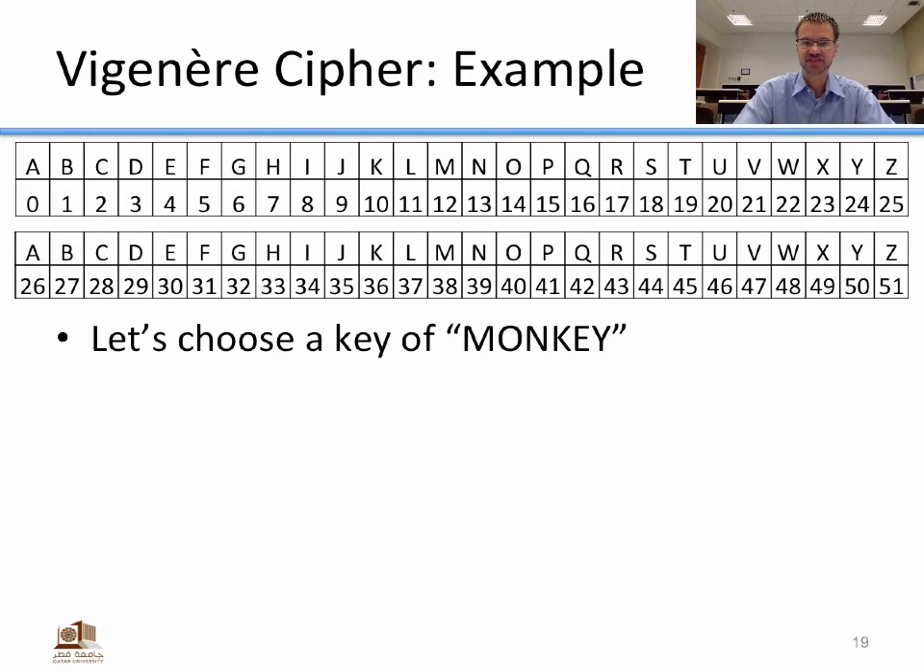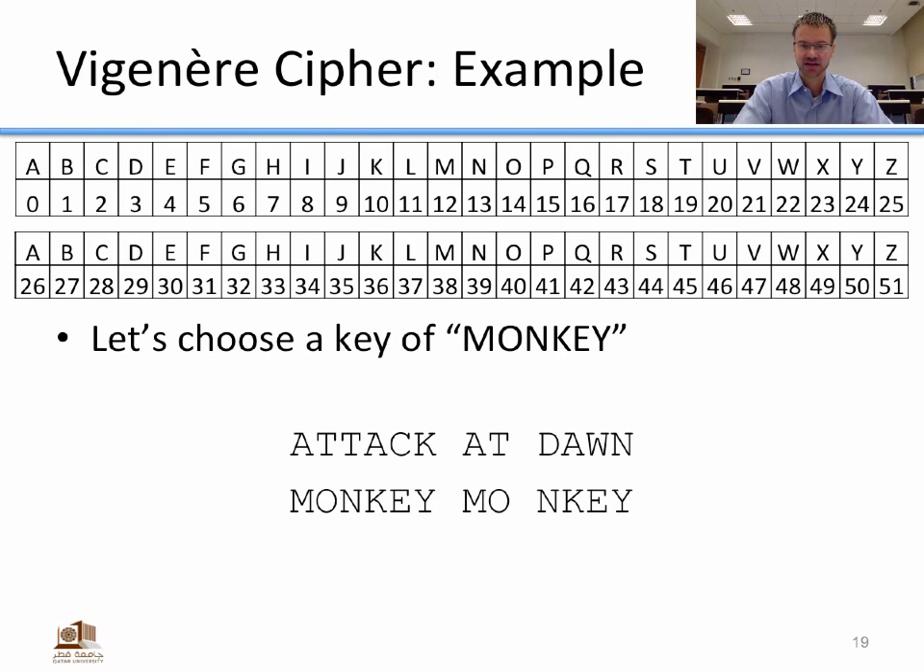So for a Vigenère cipher, you need a text key. In this case, I'm going to pick the key monkey. I like monkeys, so I'll use that as my key. We're going to take our message, attack at dawn, and we're going to write our key underneath it, and we're going to duplicate the key every time we run out of letters. So I'll just write monkey, monkey, and keep repeating the key underneath your original message. And then all you have to do is add up the letters.